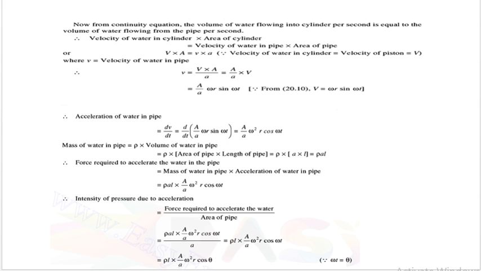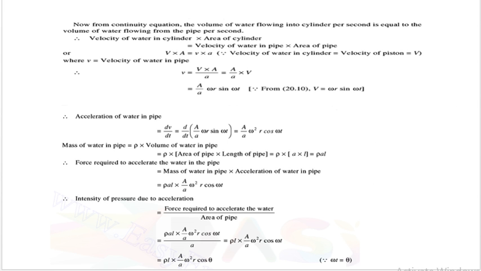So the acceleration of water in the pipe: if we know the value of velocity, we can easily calculate the acceleration, that is dv by dt. So we differentiate this equation with respect to t, d by dt of capital A upon small a omega R sin omega t. Capital A by small a is constant. After differentiation we get capital A by small a omega square R cos omega t. That is the value of acceleration of water inside the pipe.